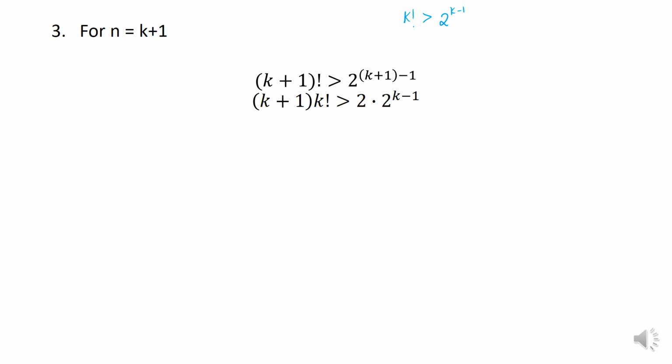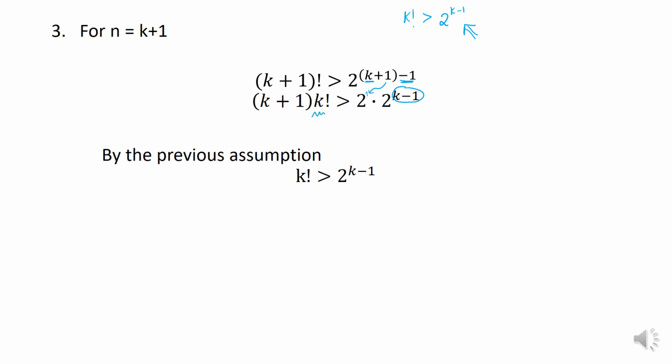With the powers, because I'm trying to find this, I'm going to take 2 to the power of k minus 1, put that to the right here, and it's going to be multiplied by 2 to the power of 1 here. So you're trying to write it in terms of the k term. Okay, so by our previous assumption, k factorial on the left is greater than 2 to the power of k minus 1 on the right. And then we have to question, is k plus 1 on the left greater than 2 on the right?